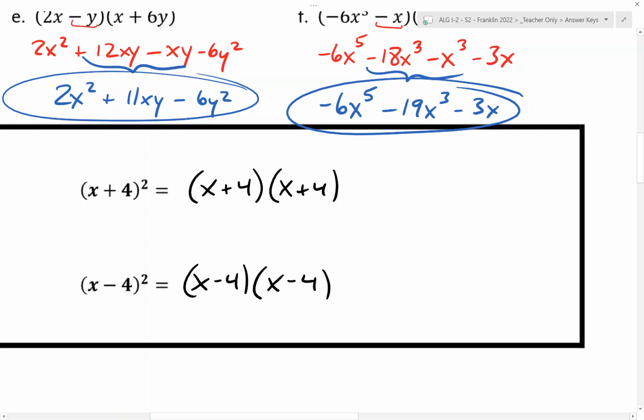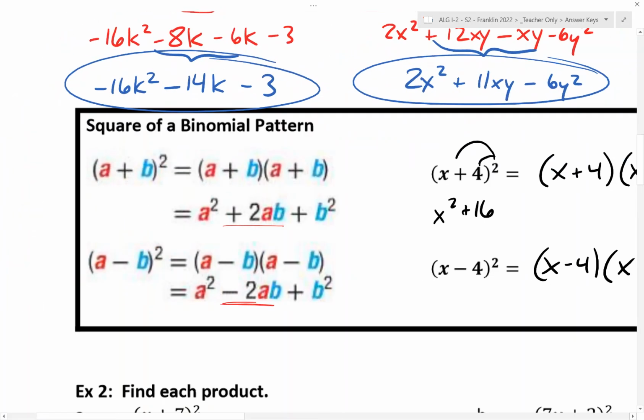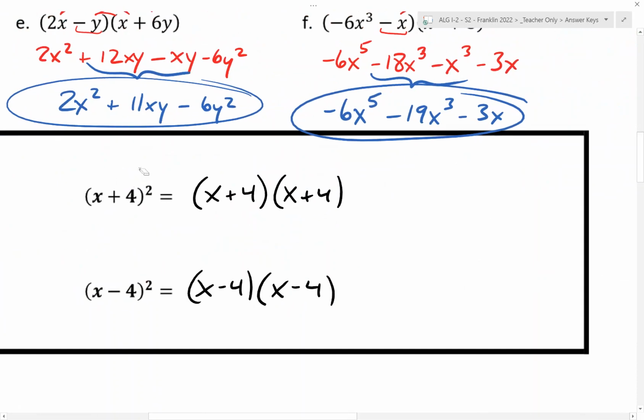What you don't want to do is just do, oh, x squared and then plus 16, because you do have these middle terms when you multiply it all out. So just be careful. I would say go ahead and rewrite that problem just so you don't miss those middle terms. So let's go ahead and multiply.